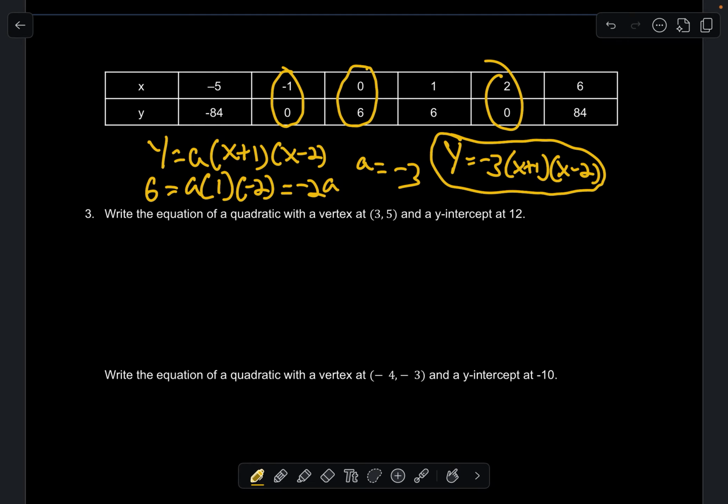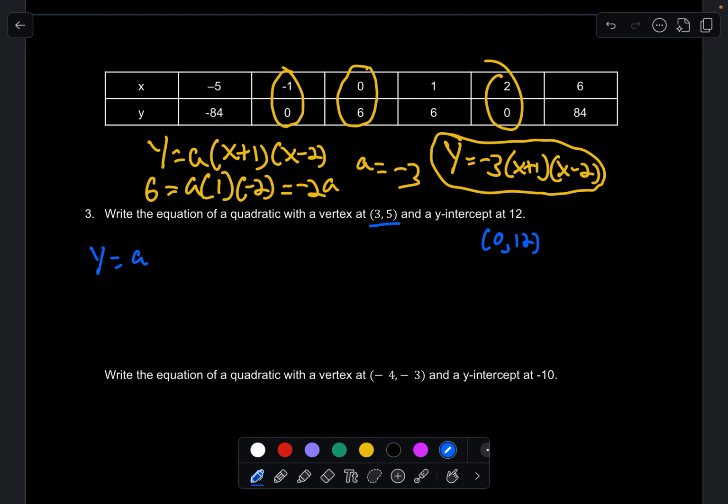All right, write the equation of a quadratic with a vertex. So now I give you the vertex at (3, 5), and I tell you the y-intercept is 12. What you have to do is realize, hey, if the y-intercept is 12, that's the point (0, 12). Also, they give you the vertex. And so I would use vertex form, y equals a, which we don't know yet, times (x minus 3) squared plus 5. I would then use the point (0, 12) to solve for a.